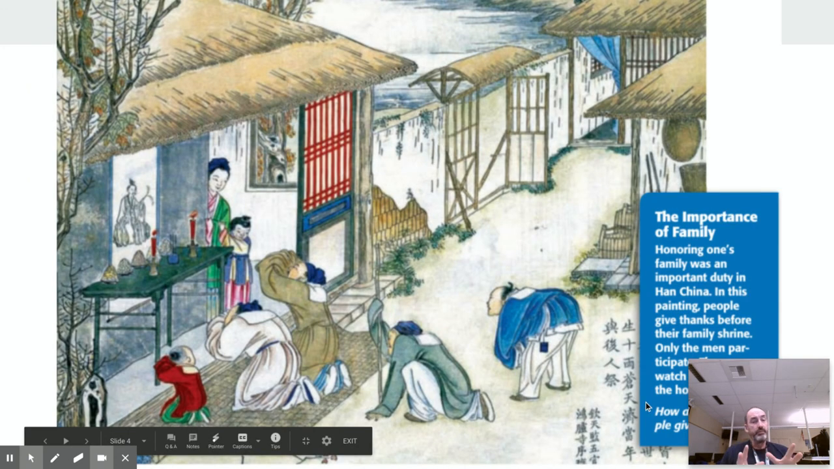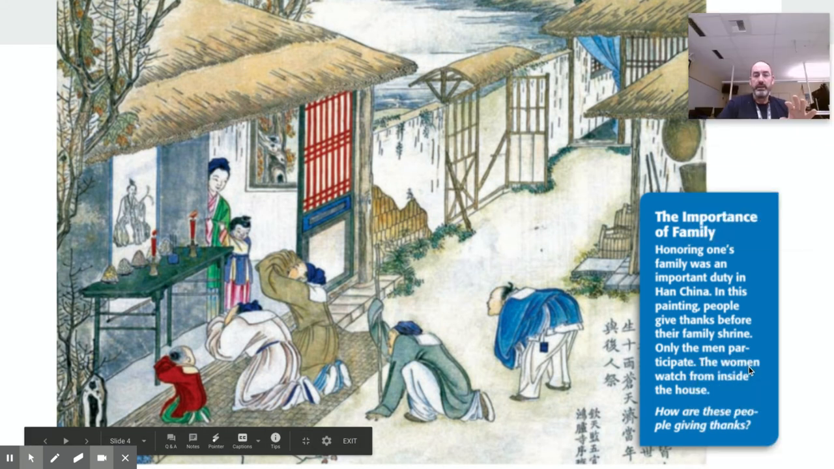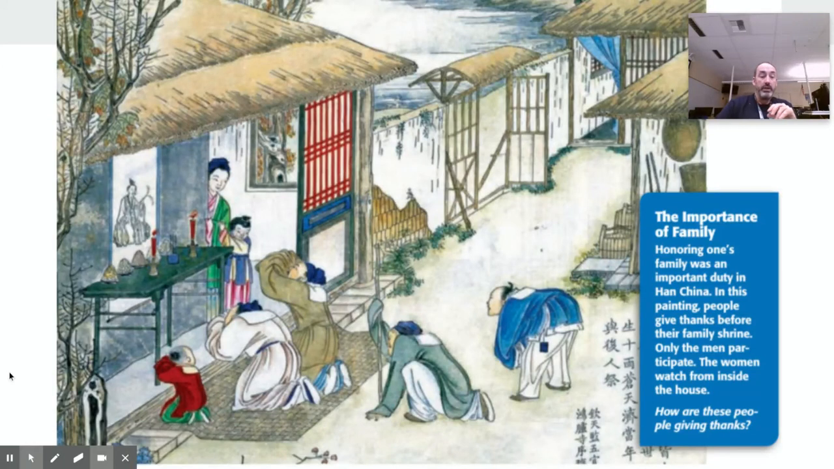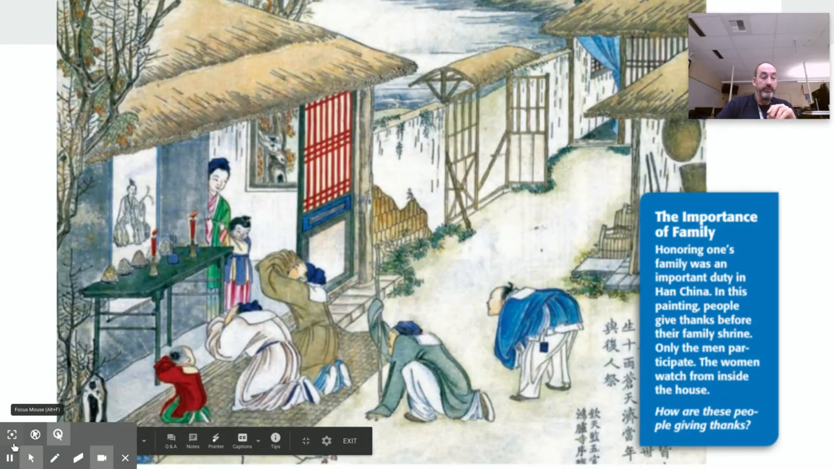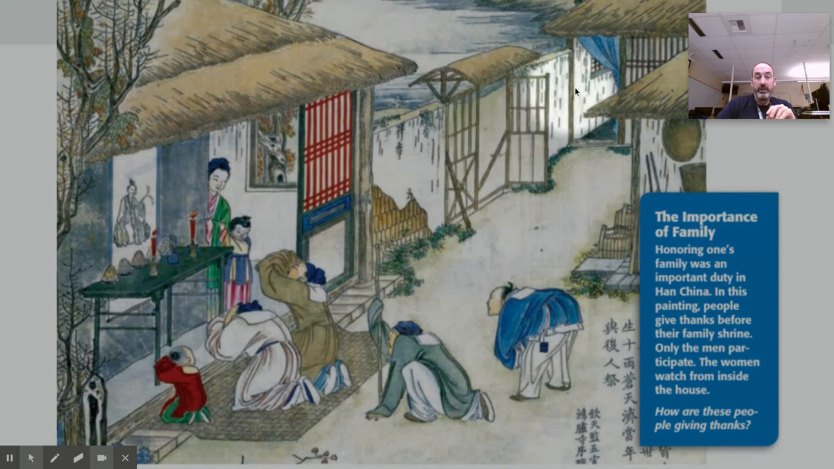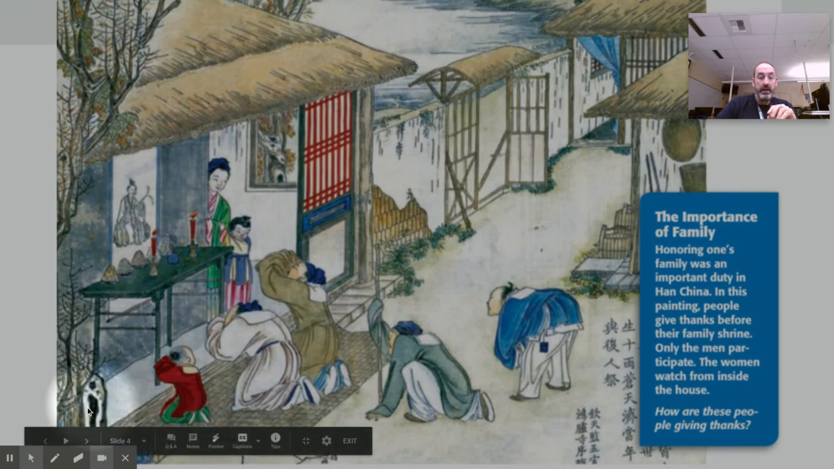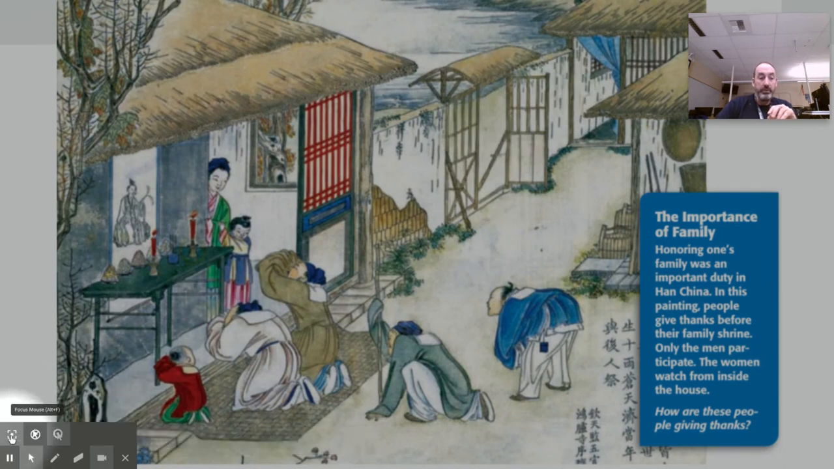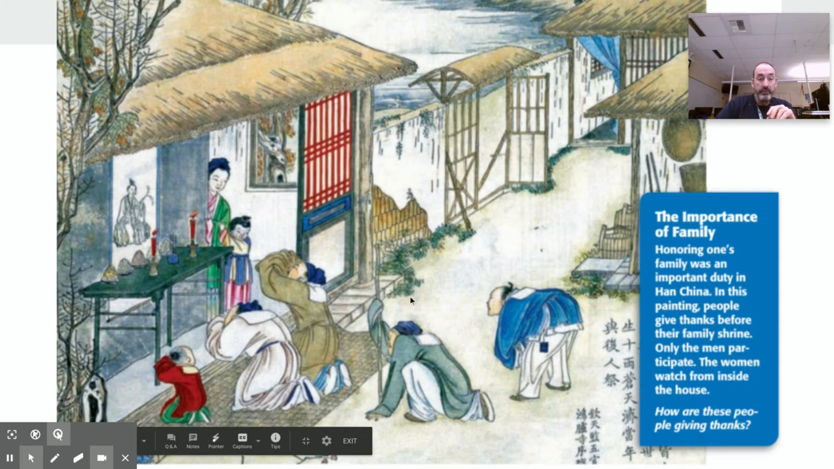Now, this one might give you a better idea, even though this is more about family worship or ancestor worship, of what a traditional house might look like. You would typically have a gate where you would let people in and out. There's another gate down here. But that is where people would enter your courtyard.